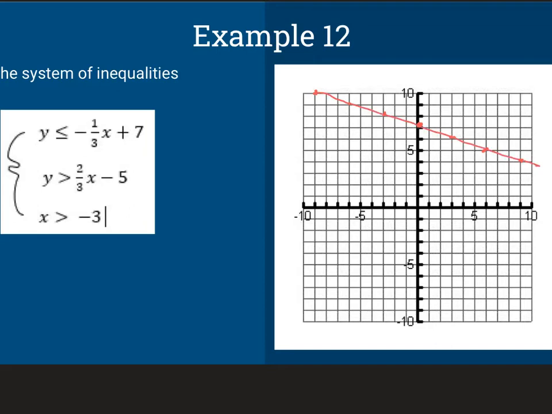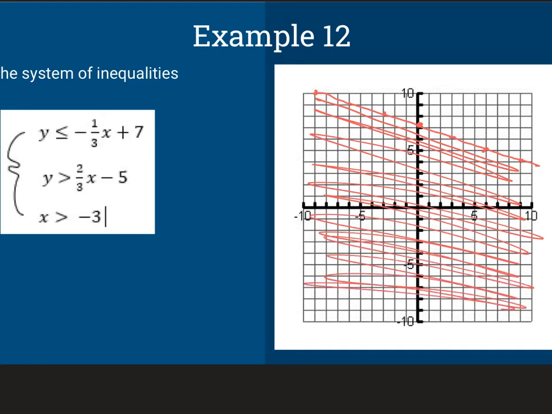There we go. Since it says less than, we're going to shade in all the y values less than that. So let's go ahead and shade in all those values less than. There we go. Now let's look at the second equation, which reads y is greater than 2/3x minus 5.